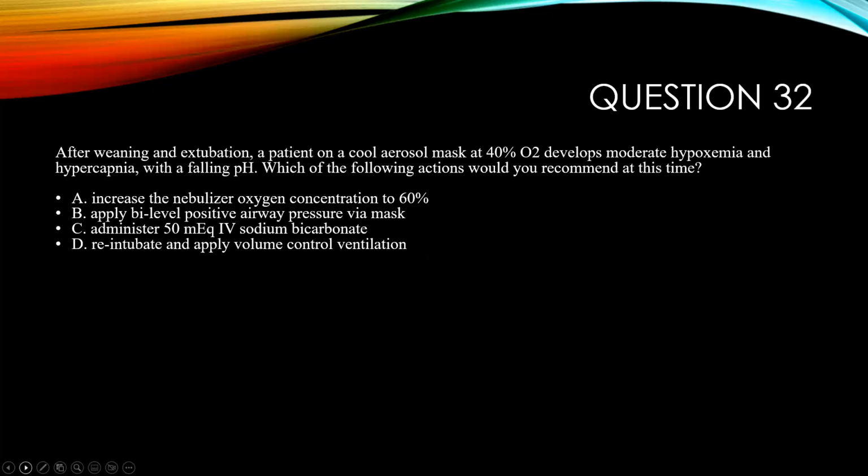Question 32. After weaning and extubation, a patient on a cool aerosol mask at 40% develops moderate hypoxemia and hypercapnia with a falling pH. Which of the following actions would you recommend at this time? A, increase the nebulizer oxygen concentration to 60%. B, apply bi-level positive pressure via mask. C, administer 50 milliequivalents of sodium bicarbonate. D, reintubate and apply volume control ventilation.